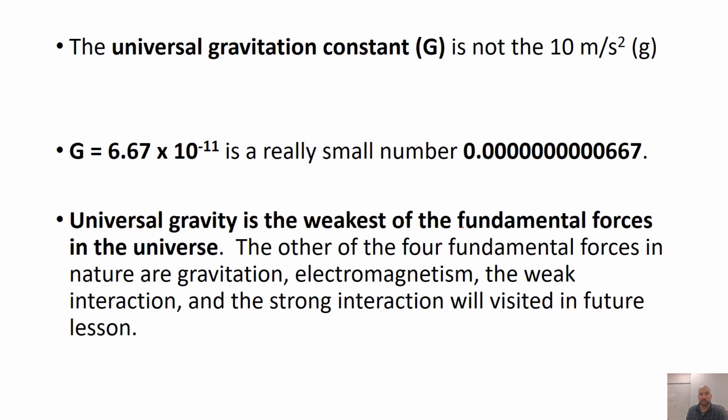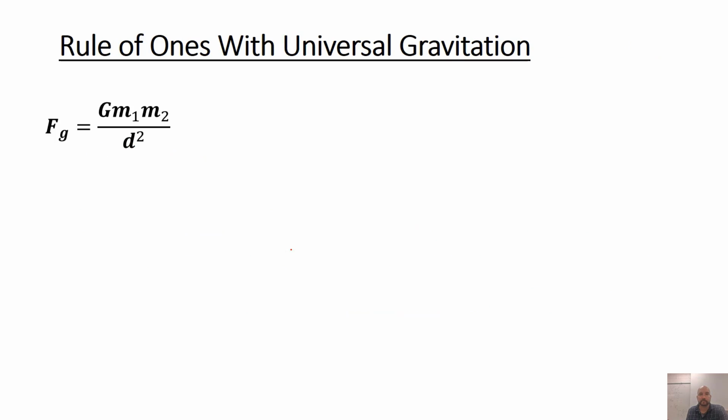Universal gravity is the weakest fundamental force. There are four other forces we'll talk about later on: electromagnetism, the weak interaction, and the strong interaction within the nucleus. We'll deal with all that later on, but for now, just know this is really weak, and actually the weakest, so just be aware of that.